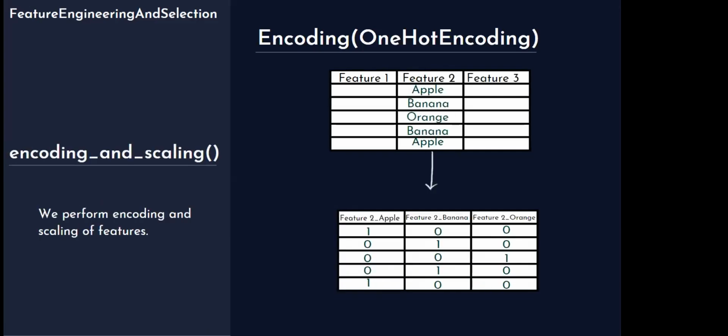Encoding. Here we will perform encoding and scaling of features. After selecting the best features, we will encode the categorical values and scale down the continuous values. For encoding categorical values, we use one-hot encoding. For every unique value in feature 2, we will create that many columns. If the first entry is apple, it will go to the respective column and be marked as 1, and the remaining entries as 0. This process follows for all the unique entries in feature 2. Next.